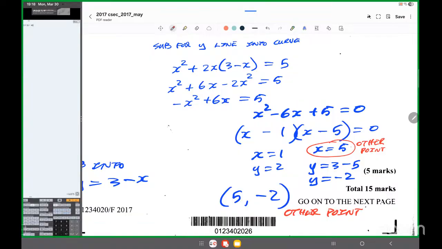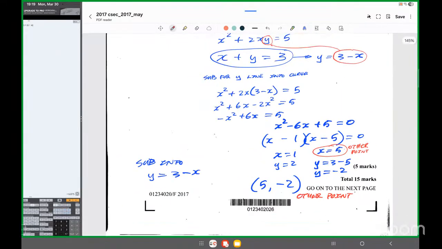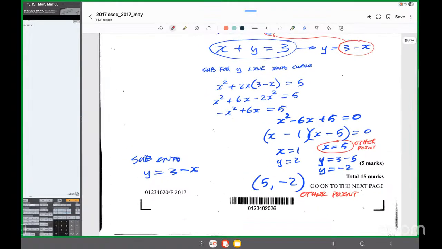That's it. Woo. Cough is contagious. All right, sorry about that, guys. But that's the other point. This was the first point, right? The first point that they gave us. This is the other point: 5, negative 2. So that's the answer.